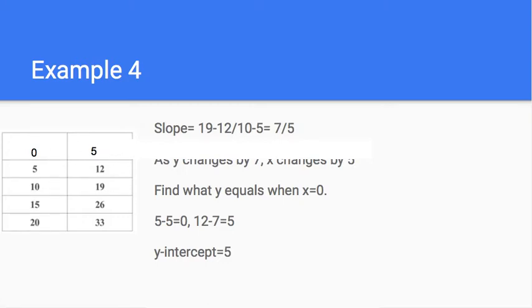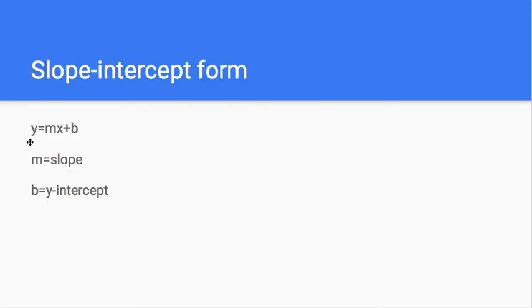So my y-intercept is 5. Okay, finally we're going to look at an equation. Now, slope-intercept form is in the form y equals mx plus b. And remember I told you m is the slope, b is the y-intercept. So in an equation, it's basically looking at the numbers. Whatever's being multiplied by x, that's your slope. Whatever's being added or subtracted, that's your y-intercept.